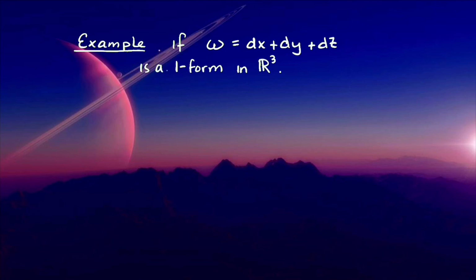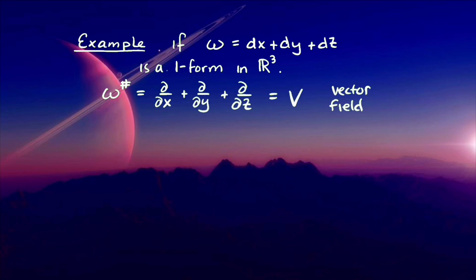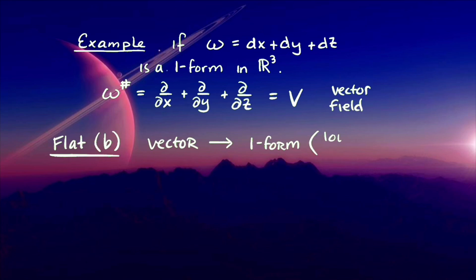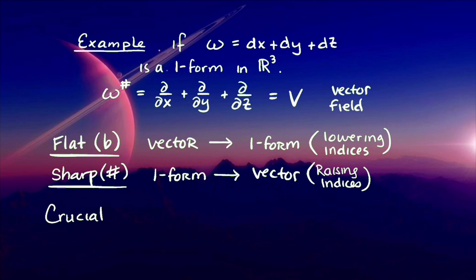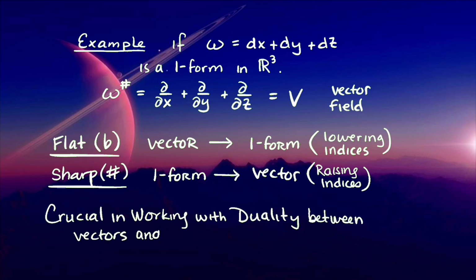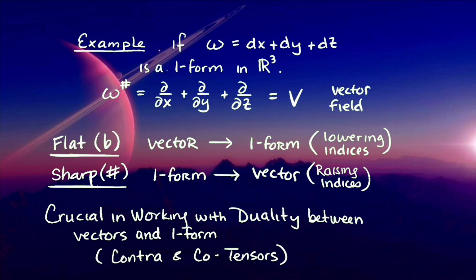Let omega be given by dx plus dy plus dz, a one-form in R3. The sharp operator gives us this vector field. So the flat operator takes a vector, turns it into a one-form, lowering the index. The sharp operator takes the one-form, turns it into a vector by raising the index. And it is crucial in working with the duality between vectors and one-forms, or contravariant and covariant tensors.